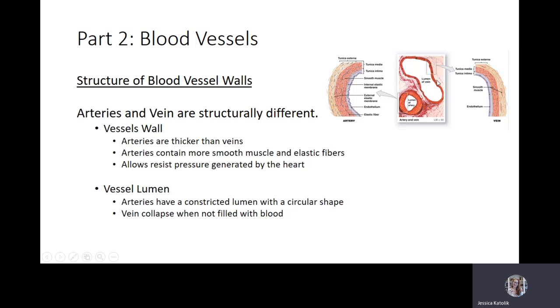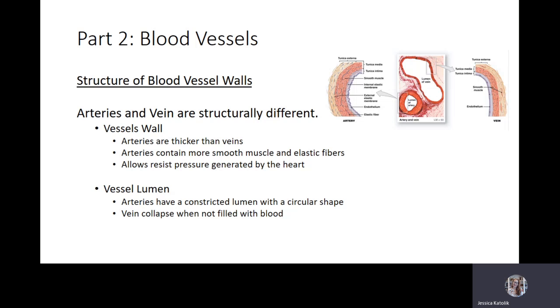So veins, on the other hand, are going to be very stretchy or compliant. So when blood comes into the vein, the vein will expand and stretch out and hold on to that blood.